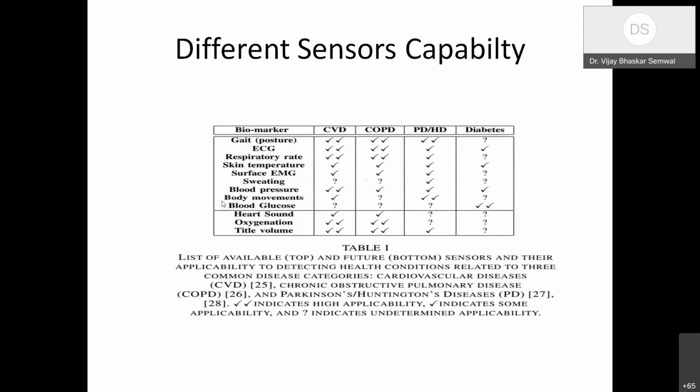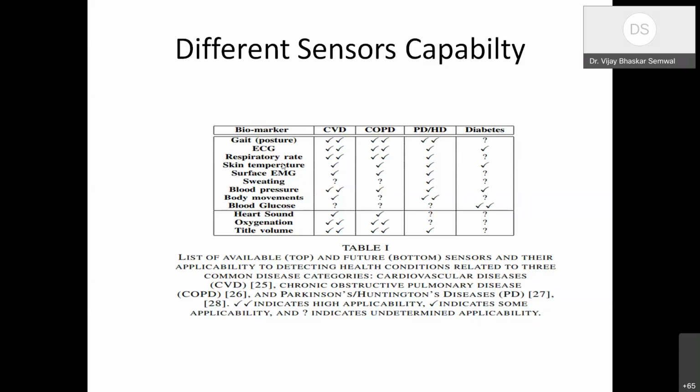So if you see that gait is helping in CVD, cardiovascular diseases, COPD, which is chronic obstructive pulmonary disease, Parkinson's disease, Huntington's disease. Only in diabetes it is not helping. Gait is not helping to analyze this disease. Yes, for cardiovascular, pulmonary diseases, Parkinson's disease, and Huntington's disease, it is helping to assess.